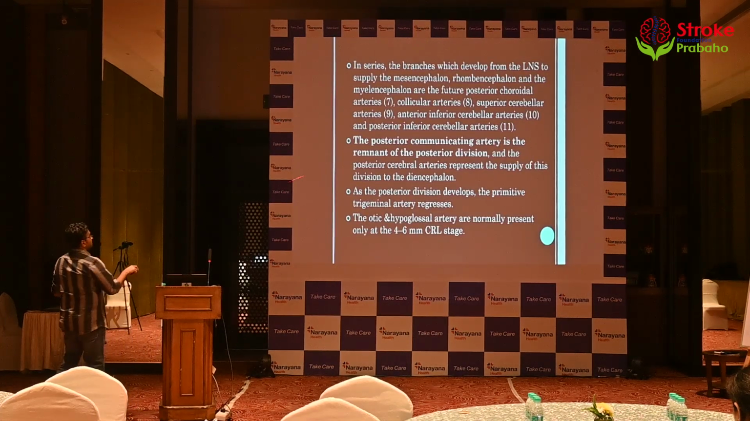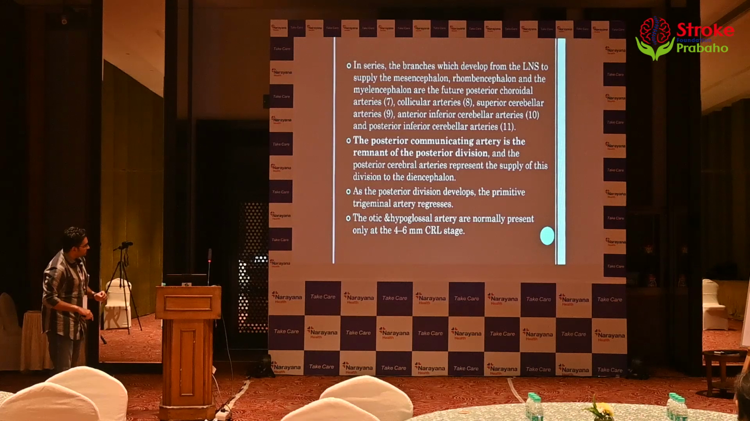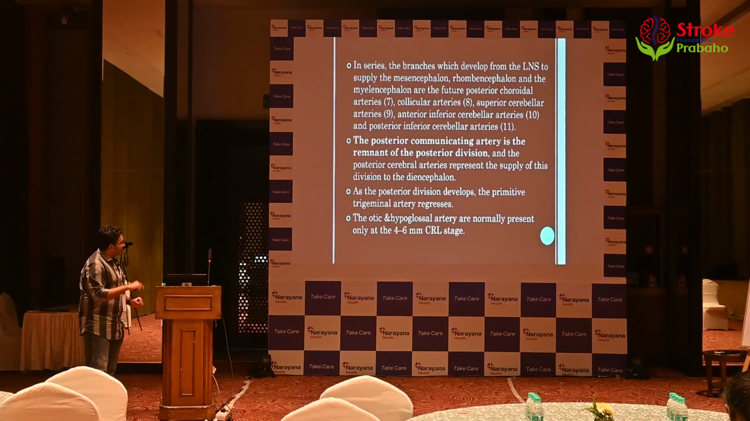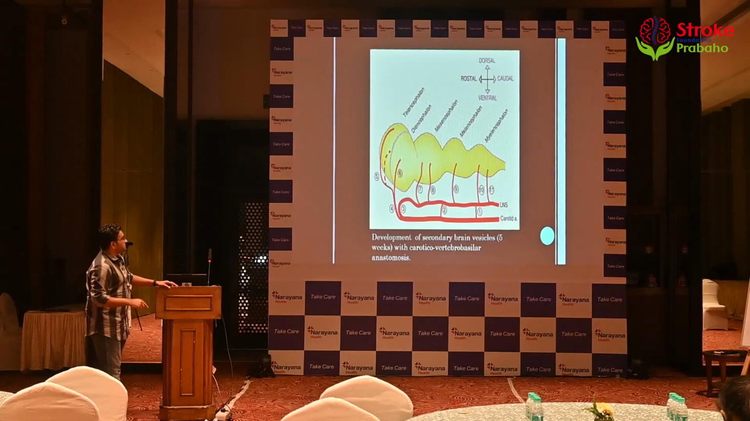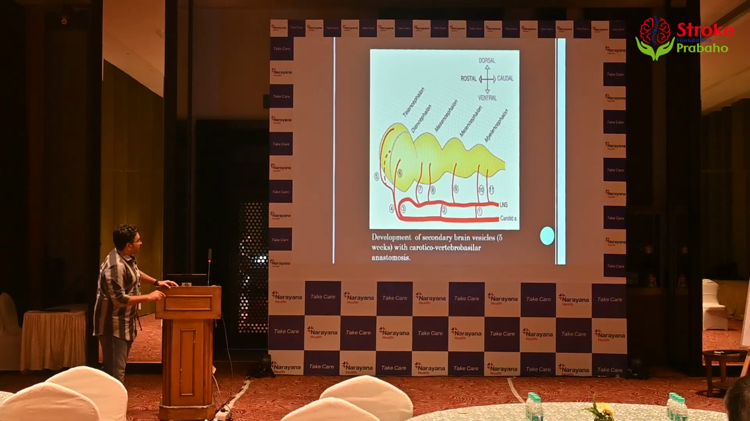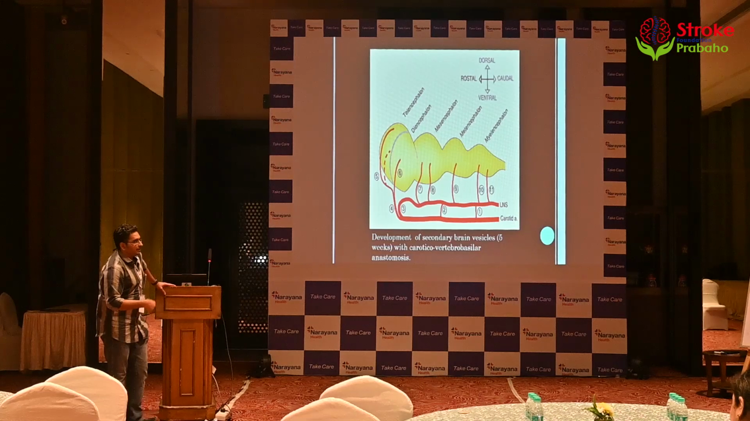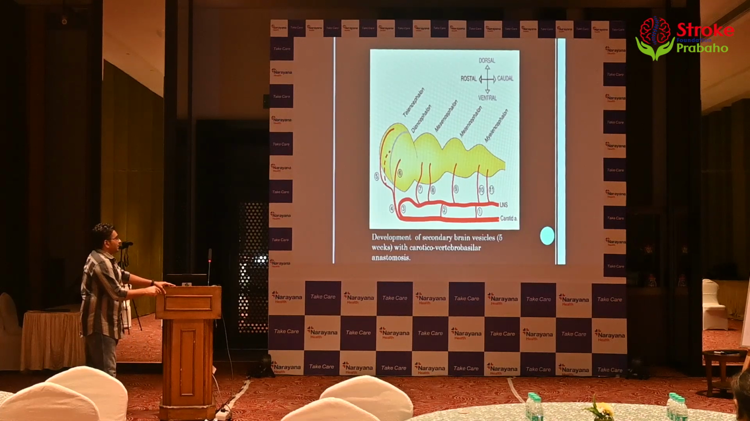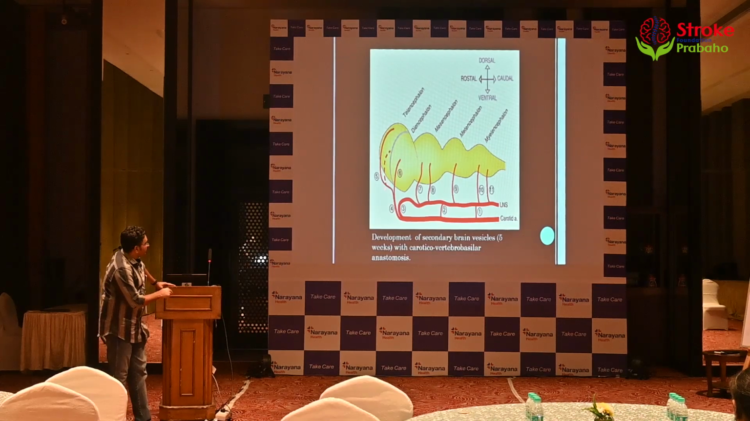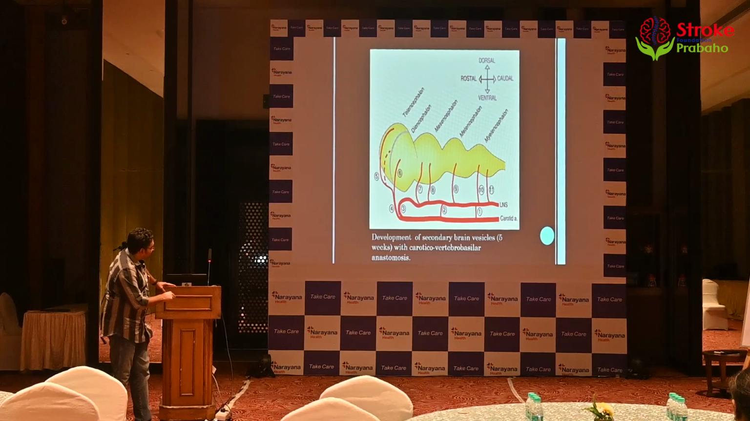So again, the statements: PCOM is the remnant of the posterior division. Otic and hypoglossal is very rare. We will talk about the trigeminal and proatlantal with examples. Again, a graphical representation. Again, if you can now label these branches. So we had the dorsal aorta, eventual ICA, longitudinal neural system, eventual basilar, anterior division, which has been represented like this.